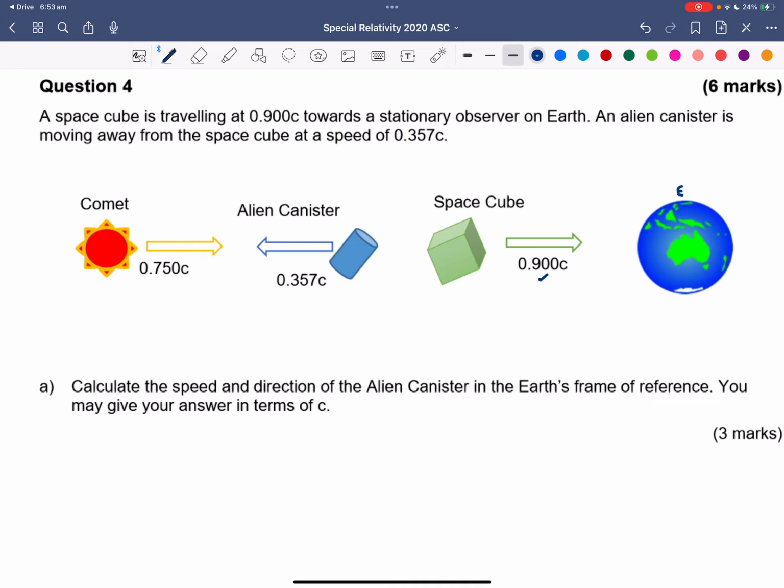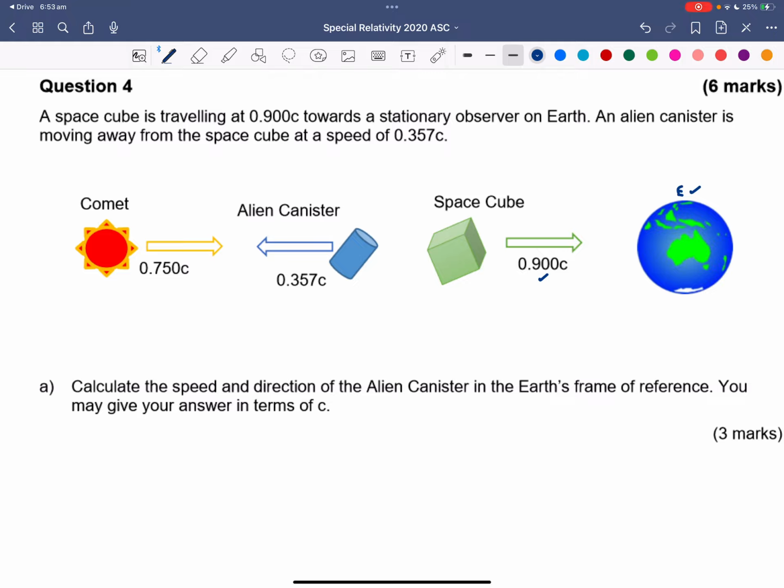Okay. An alien canister is moving away from the space cube at a speed of 0.357 c. So I'm going to assume that this is with respect to the space cube, so it's not with respect to the Earth. I put a little tick in there when it's with respect to the Earth, just to remind me. Tick does not imply correct; it just means with respect to the Earth, so that I don't forget.